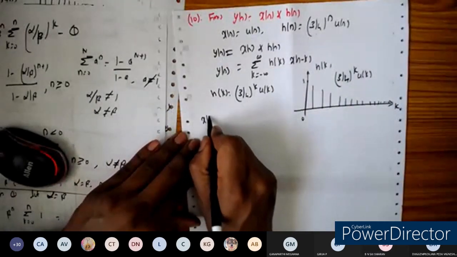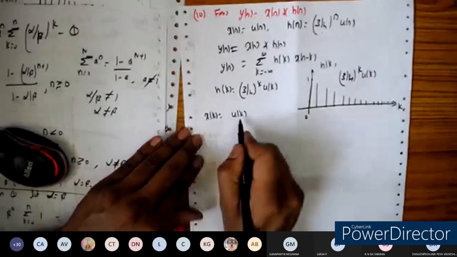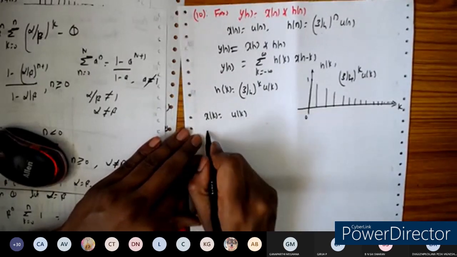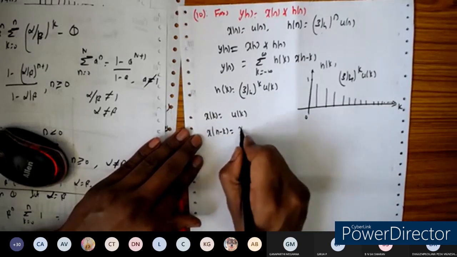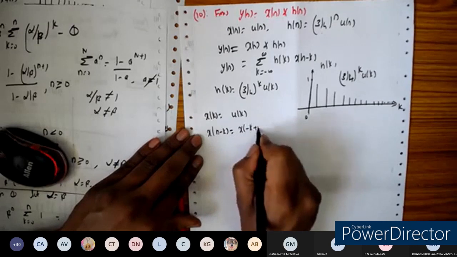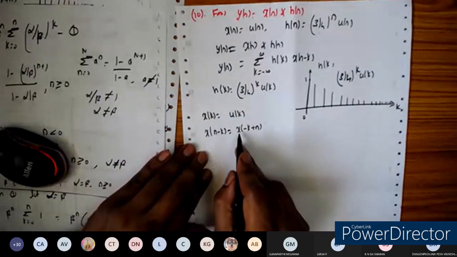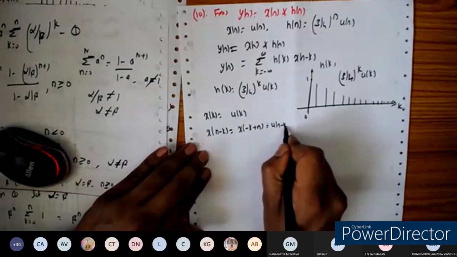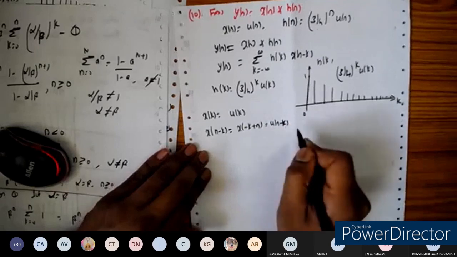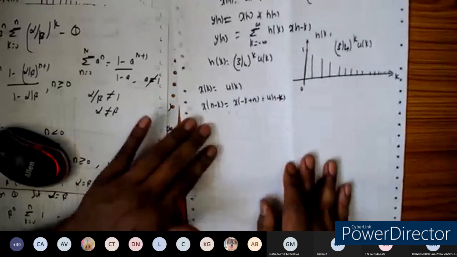Next, I want x of k. So x of k is nothing but u of k, and I want x of n minus k here. So x of n minus k is nothing but x of minus k plus n. I'm just rewriting the expression here. So x of minus k plus n is nothing but u of n minus k. So from the u of k, I need to obtain u of n minus k. How to obtain it? I'll do it step by step here.